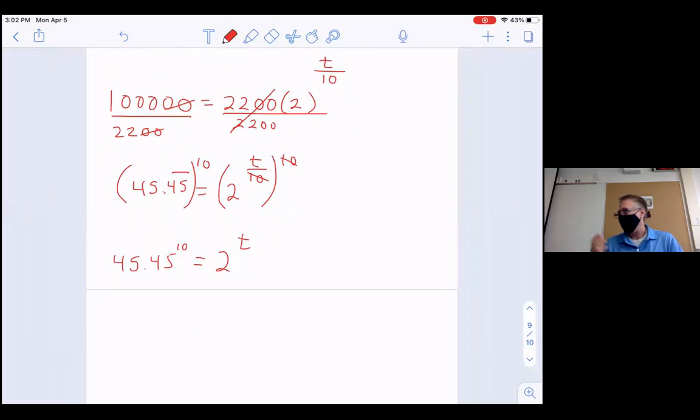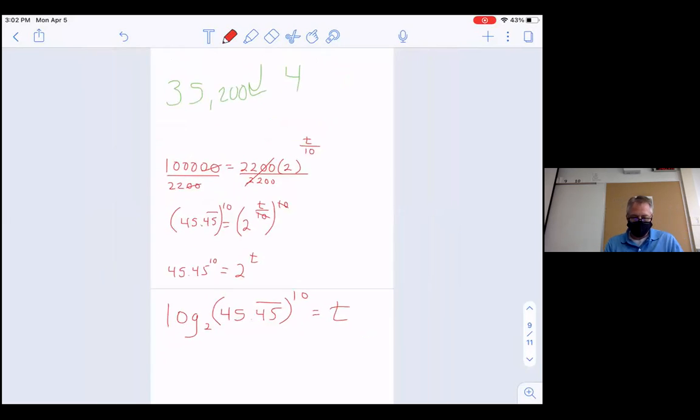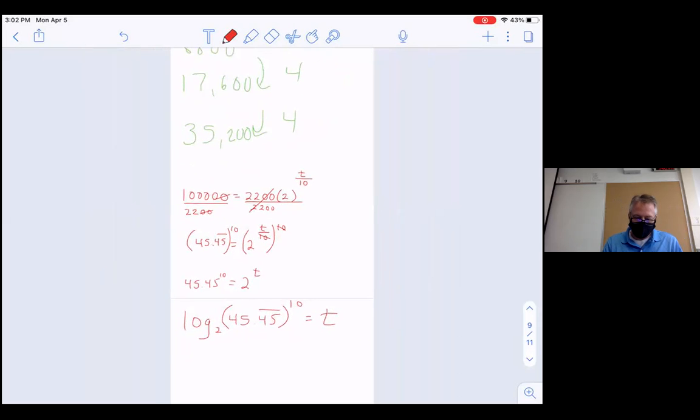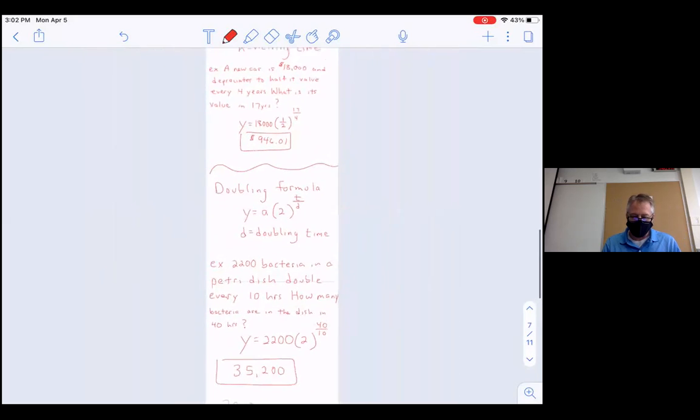Remember on the Kahoots, how do you move this into log form? Well, the 2 then becomes the base. We would have log base 2 of 45.45 repeating to the 10th power. Now that is one ugly number, but that's why they make calculators, right? So then we could just plug that right into your calculator. That will solve for time. So that's the whole idea of why we need to be able to go back and forth between log form and exponential form. So, a nice little preview into where we're headed in connection with the doubling time and half-life time.